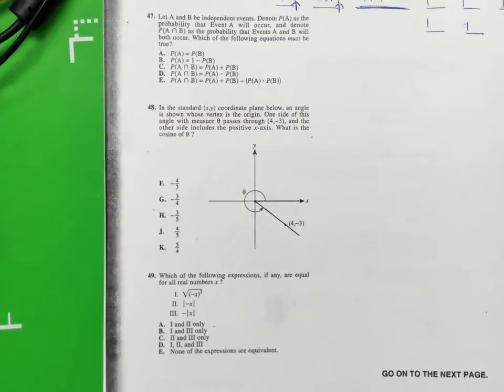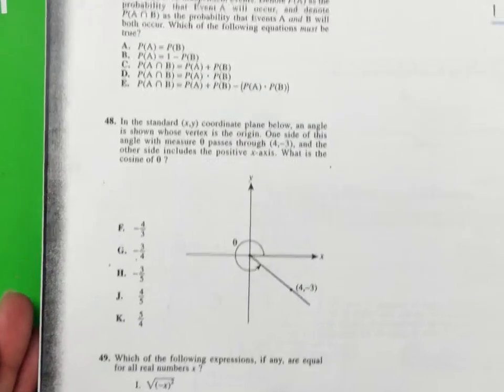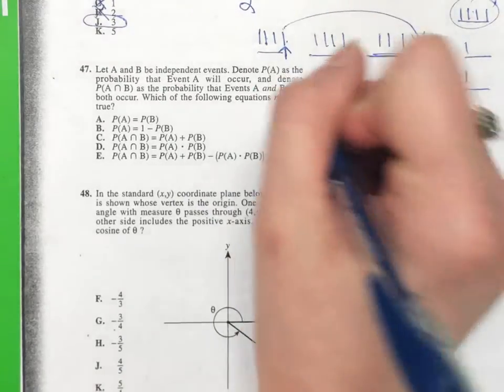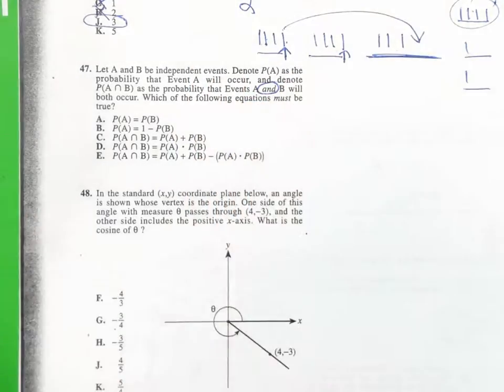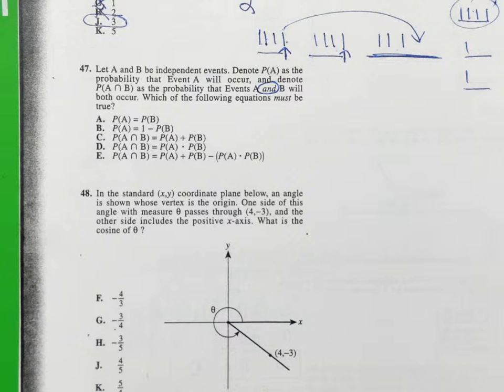Okay, 47. So, do you remember probability from, like, way back when, and it said the words and or? Remember those and or problems? So, what does and mean to do?